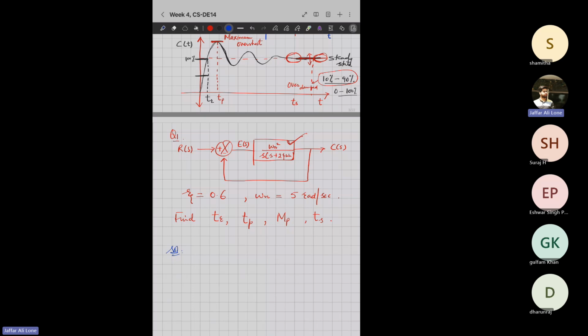this is my open loop transfer function and unity feedback. When I solve it, what will I get? C(s) over R(s) is omega n square over s square plus 2 zeta omega n s plus omega n square. This I will get because the open loop transfer function is given. I'll just apply the negative feedback and get this.